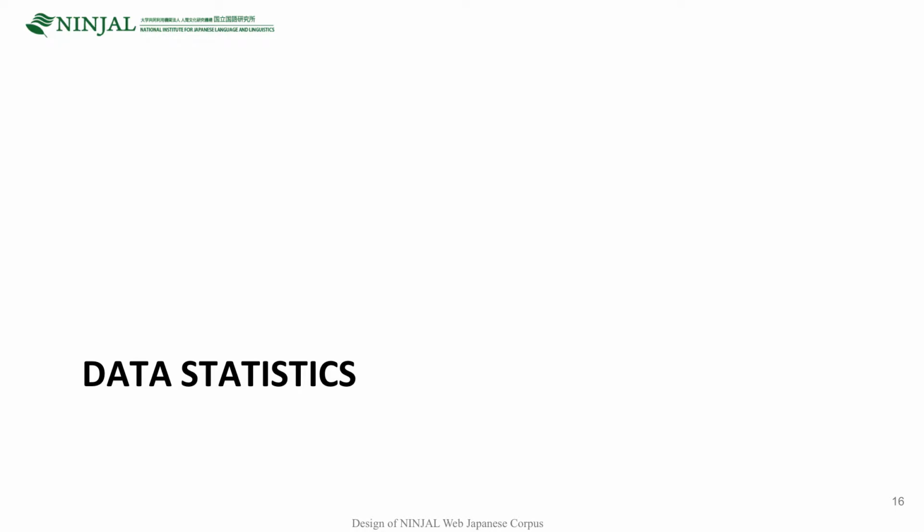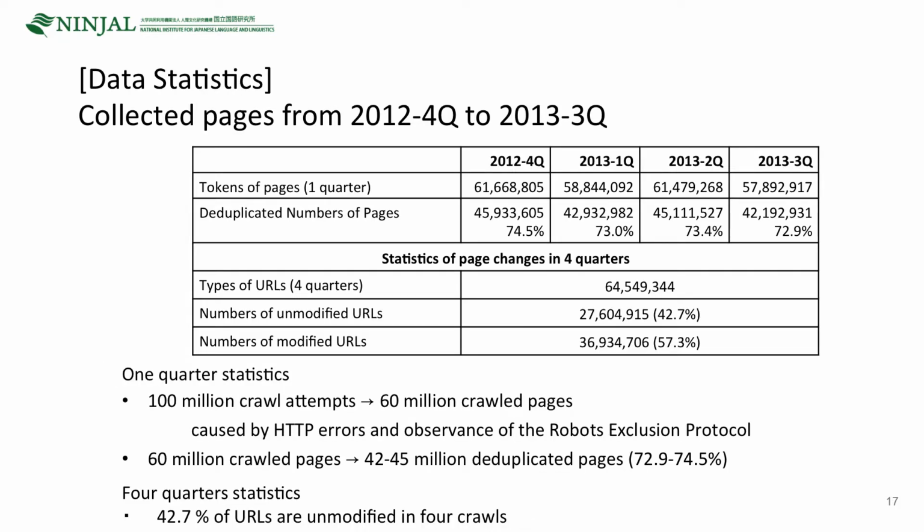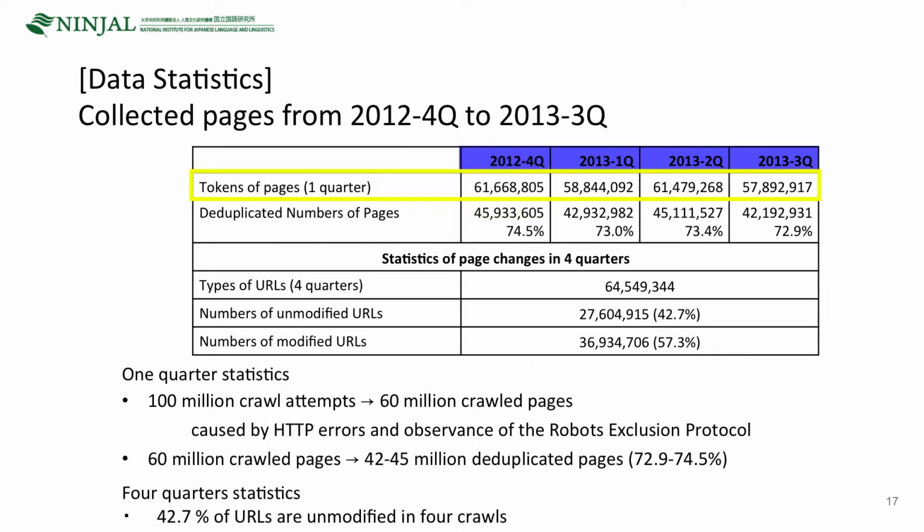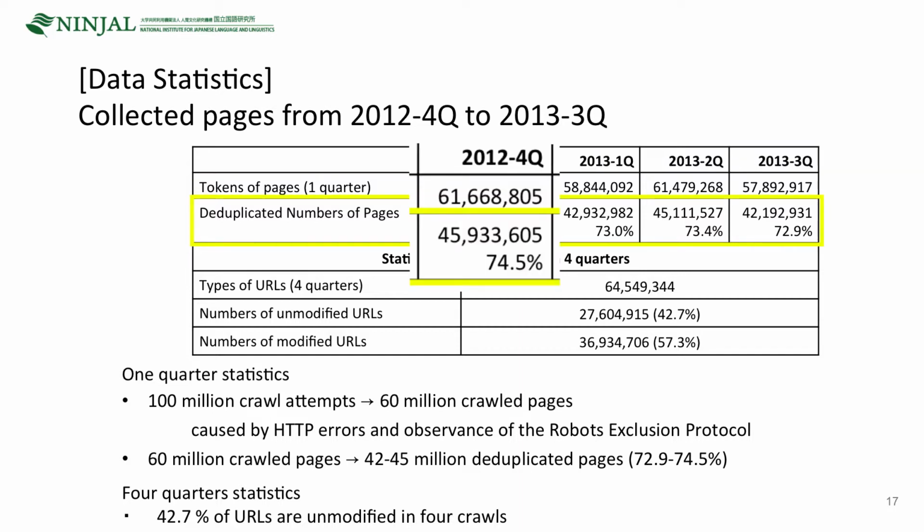Next, we report our data statistics. The table shows the statistics of the pages collected from the fourth quarter of 2012, October through December, to the third quarter of 2013, July through September. Although we crawled 100 million URLs, we crawled only 60 million pages because of HTTP errors and the observance of the robots exclusion protocol, robots.txt.